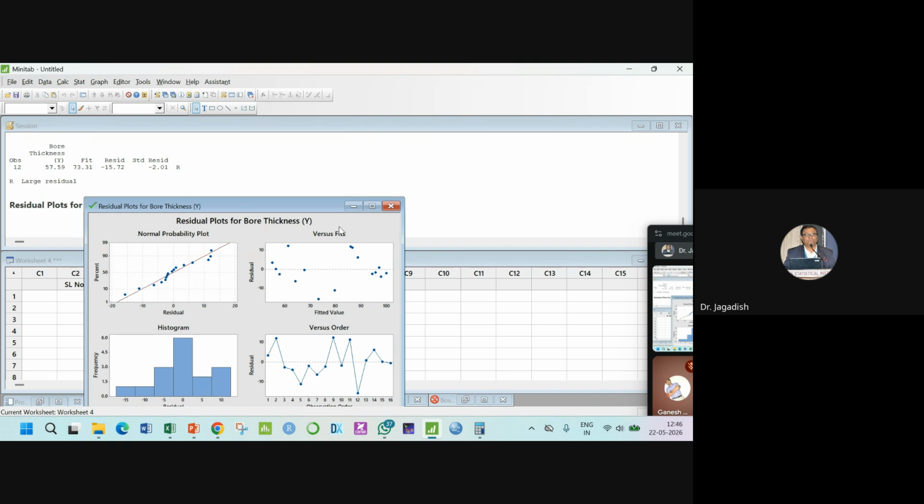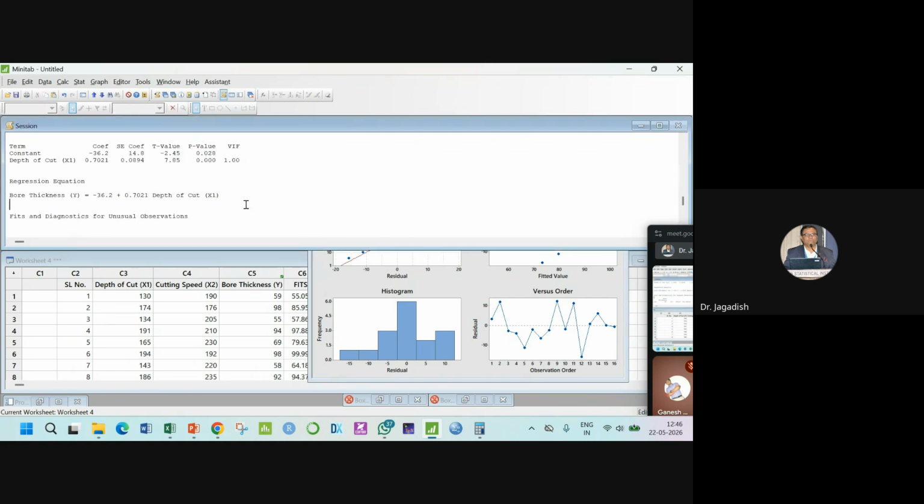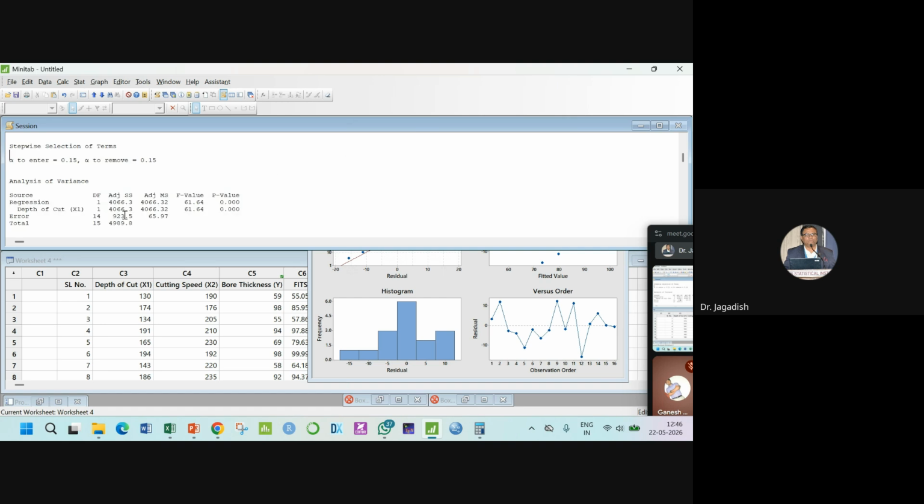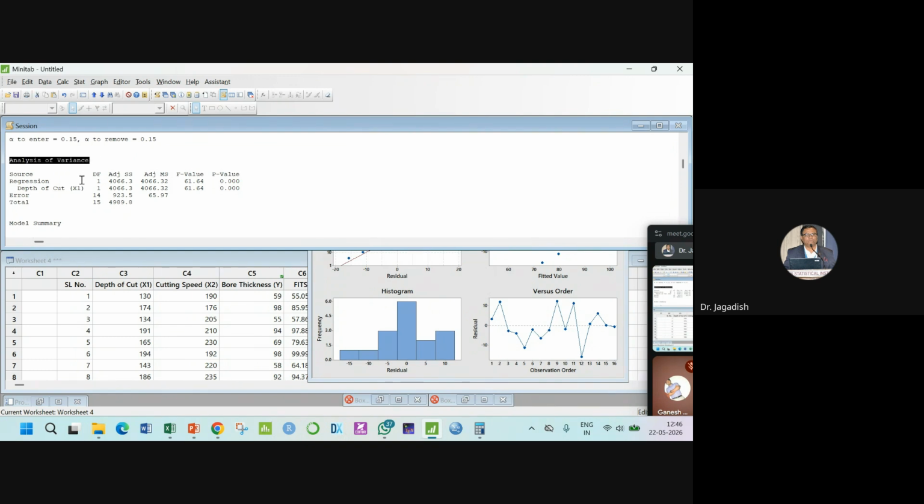Now you can see in this analysis result again from the above. This is a regression analysis, bore analysis versus depth of cut and cutting speed. This is a regression analysis of variance, not the simple linear analysis of variance. So here regression is the model. What is the p value? Yeah, p value is exactly 0. That means the model is highly accurate, isn't it? Because it is less than 0.05, definitely the model is perfectly well.